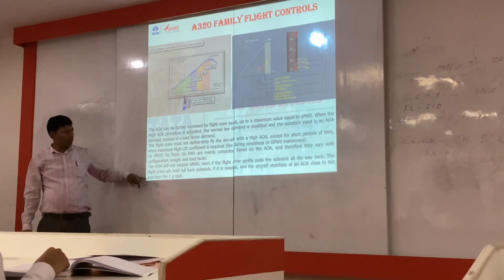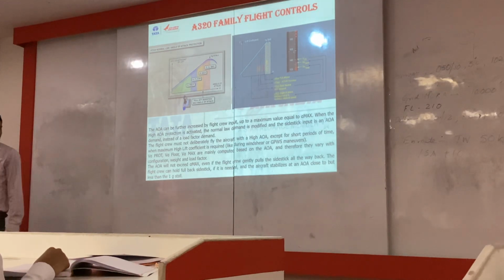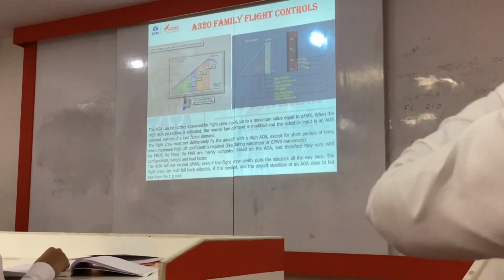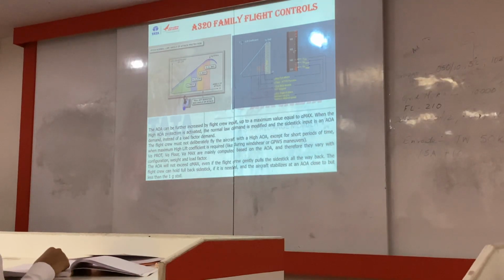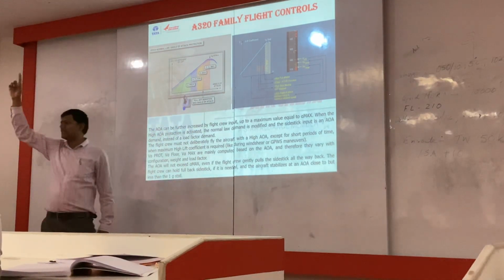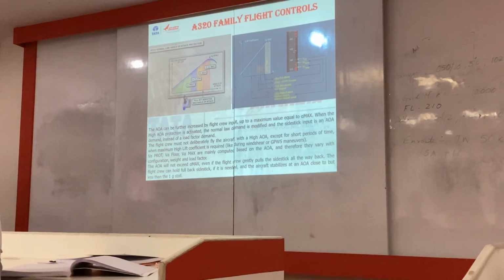The flight crew can hold full back side stick if it is needed, and the aircraft is stabilized at an angle of attack close to but less than alpha max, at 1 G. Why is it not allowing you further? Because the moment you exceed this value, there is a limit for alpha CL max. Beyond that, the condition of stall will come. The aircraft is going to avoid this stall, this protection.